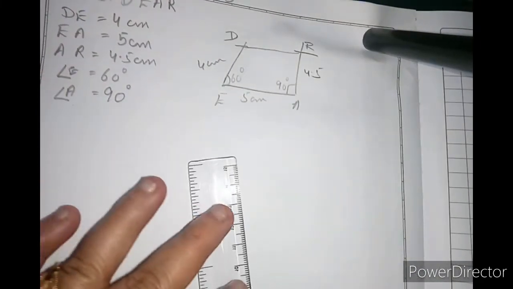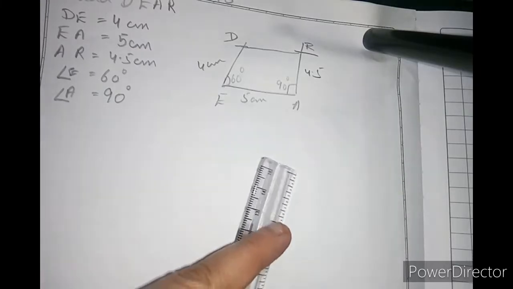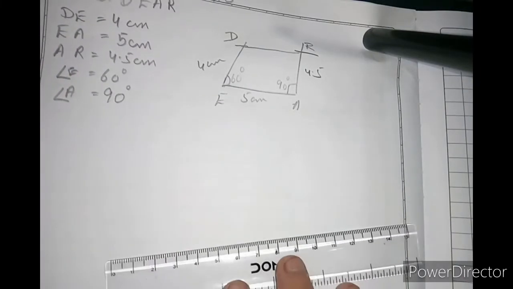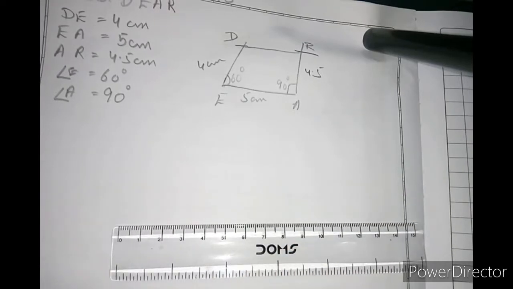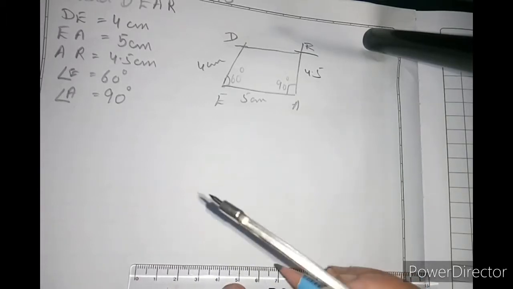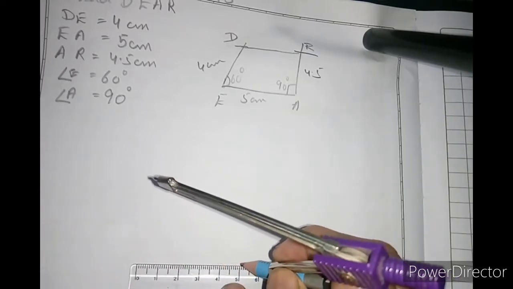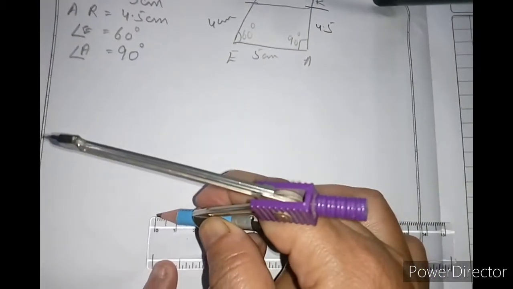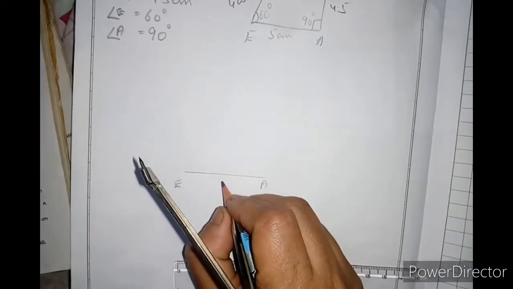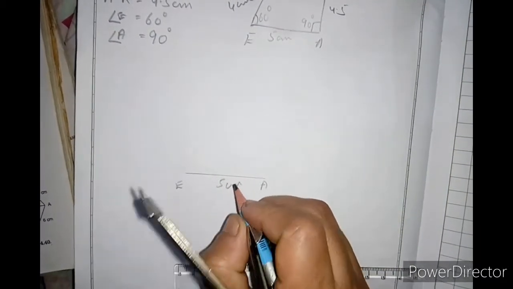Now see, first of all, whenever two angles are given, whichsoever line segment it is given on, try to draw that as the base. Is it clear? It becomes easy for us to construct. EA is 5 centimeter. Name it EA and this is 5 centimeter.